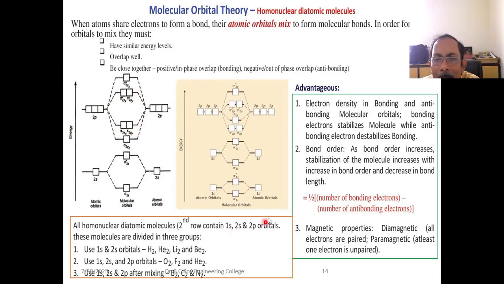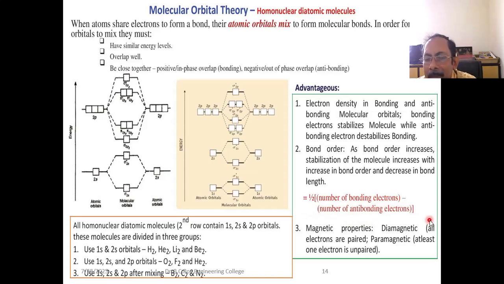Whereas on the right hand side, sigma 2s star is interacting with sigma 2p, and because of this sigma-sigma interaction, sigma 2p goes above pi 2px and pi 2py. Now on the right hand side you can see the formula for bond order: bond order equals half times the number of bonding electrons minus the number of anti-bonding electrons.